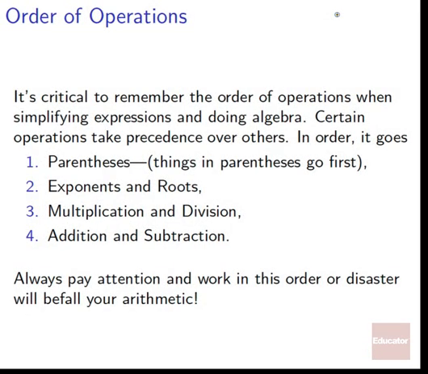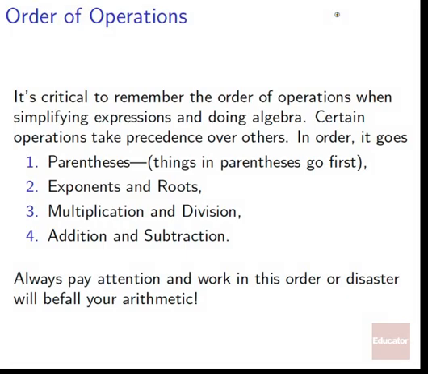Order of operations. It's critical to remember the order of operations. We've known about this for a long time, but it still matters today, and it's going to matter for as long as you're doing math. Certain operations take precedence over others. In order, it goes parentheses, things in parentheses go first, then exponents and roots, multiplication and division, addition and subtraction. Always pay attention to the order of operations. If you forget and do it in a different order, disaster will befall your arithmetic. So always make sure you're working based on this idea of the order of operations.